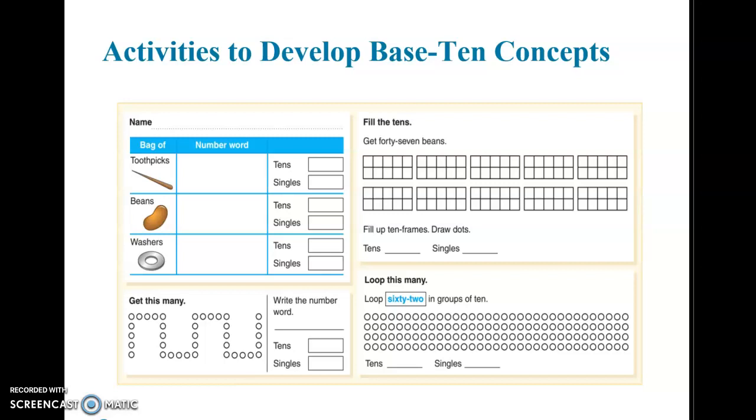Note that students with disabilities may initially need to use 10 frames to support their counting. Then the use of 10 frames should eventually fade.